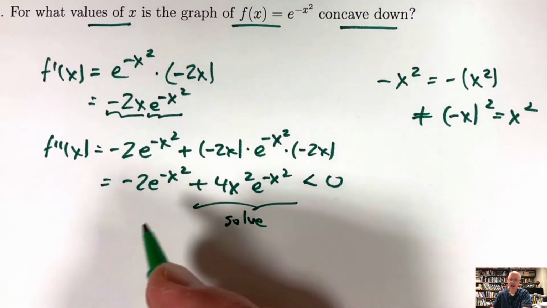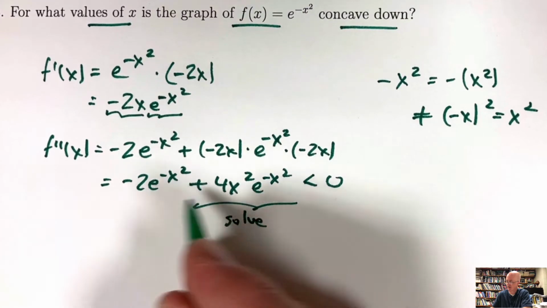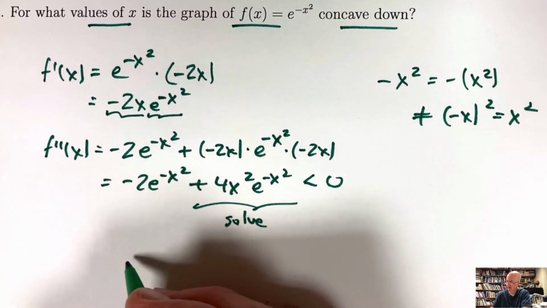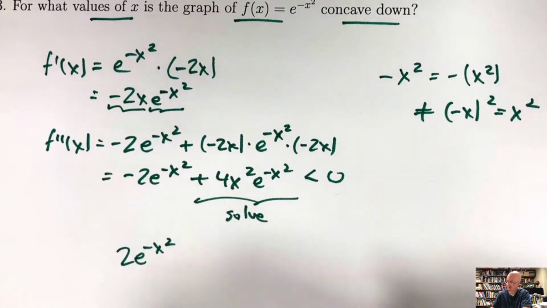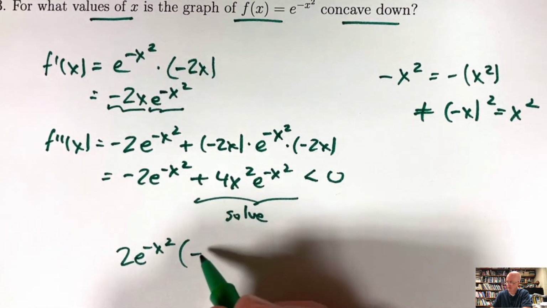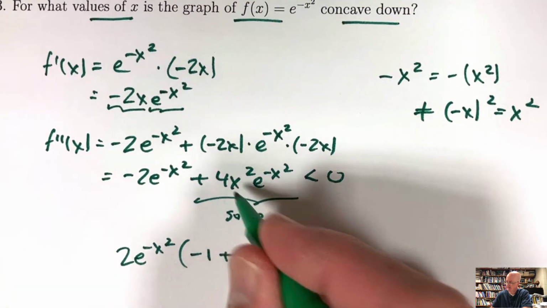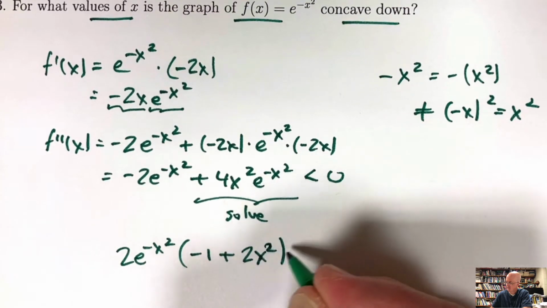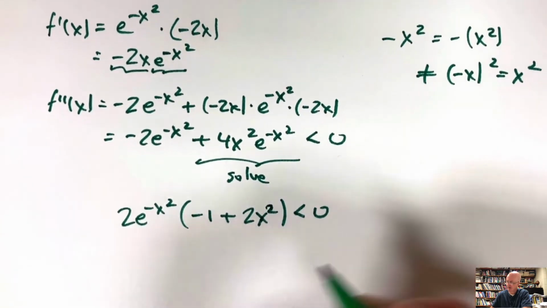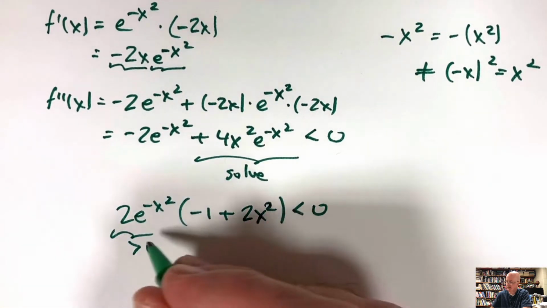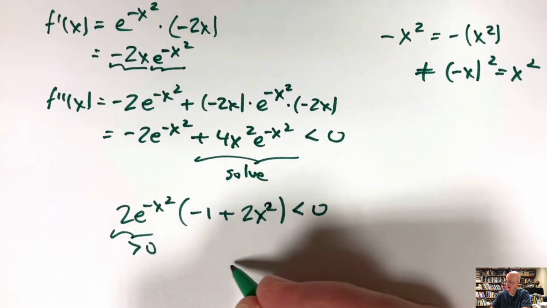The key thing is to factor as much as possible out of these first two terms here. Is there a common factor? Certainly there's a common factor of 2 that can be factored out. There's also a common factor of e to the negative x squared. That can be factored out. If you factor it out like this, what's left here is a negative 1, and what's left here is a plus 2x squared. We're trying to figure out what values of x will make this negative. This thing is always positive, no matter what x is. So the sign of this product is completely determined by the sign of what's in parentheses here.